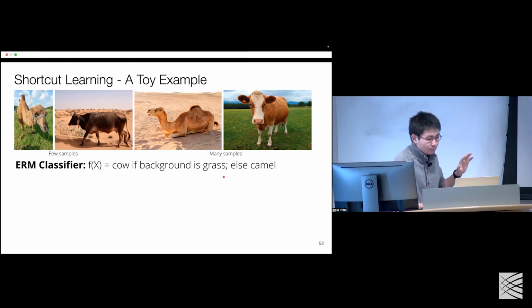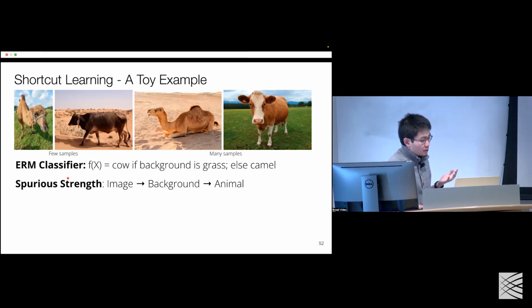Right, but let's try to dig a bit deeper into how this classifier might arise. Let's define what's called the spurious strength, which is the ability first to predict the attribute from the image, and then the ability to predict the animal from the background.